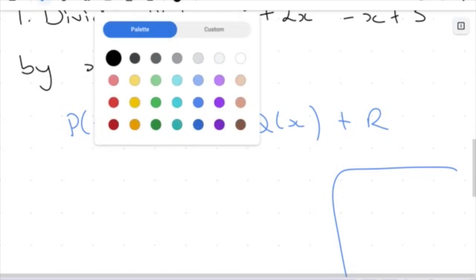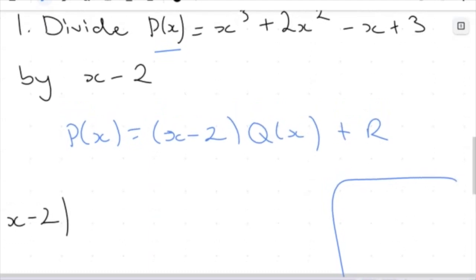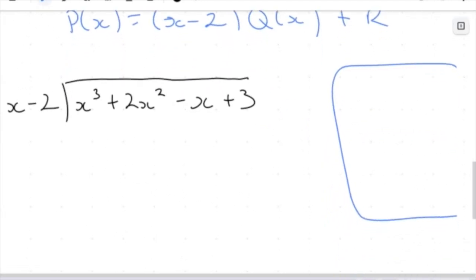But what we're doing here, we're taking our divisor, x minus 2, and we're dividing the expression x cubed plus 2x squared minus x plus 3. Okay, so let's have a go at this now. The process ends up being quite similar.